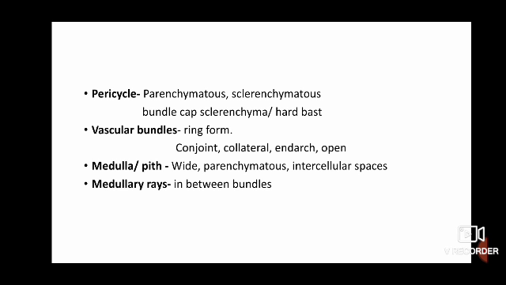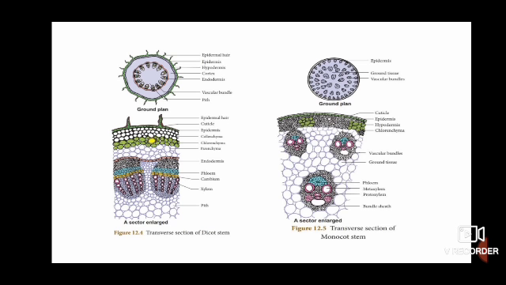Pericycle lies below the endodermis and constitutes the outermost region of stele. It is partly parenchymatous and partly sclerenchymatous. The sclerenchyma cells, which occur in the form of a patch above the phloem, constitute the bundle cap, which is half moon shaped or semi-lunar in shape, and these cells of bundle cap constitute the hard bast. The parenchyma cells alternate with the bundle cap and develop in the same line.